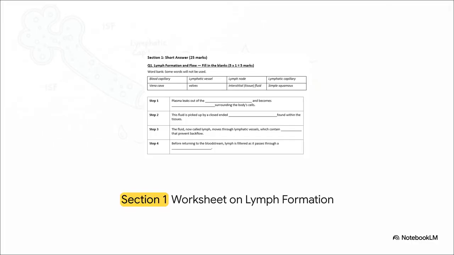Okay, let's dive into this. Here is our map for today's micro journey. It's an actual biology worksheet covering Section 1, lymph formation and flow. And we're going to decode this whole thing step by step. Now, instead of just handing you the answers, we're going to use this fill-in-the-blanks format as sort of a logical puzzle to piece together exactly how this rogue fluid is managed by the body.